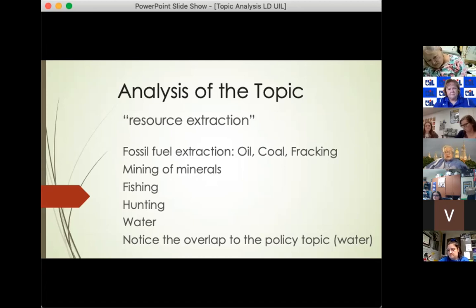Fishing, if you do research on that term, what is meant by resource extraction, fishing and hunting are types of resource extraction. So overfishing could be an issue. Notice the overlap, to those of you that do any policy topic stuff, with the policy topic, which is a water topic, but as we've discussed with the policy debaters, also an energy topic, also an agriculture topic, also an oceans topic, where we're talking about overfishing and so on. All of that is part of the national policy topic that the UIL also uses.